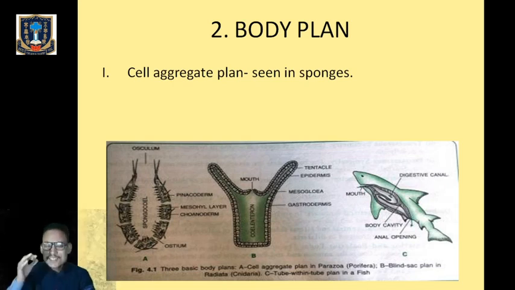So their body is essentially an aggregate of cells, and certain cells are differentiated to perform specific functions, but the cells will not form a tissue. Clear? The cells function independently, so they are not organized to form a tissue. They perform a specialized function, but they are not forming tissue like in the tissue level of organization. And there is also no nervous connection between the cells. So in sponges, we are observing the cell aggregate plan.